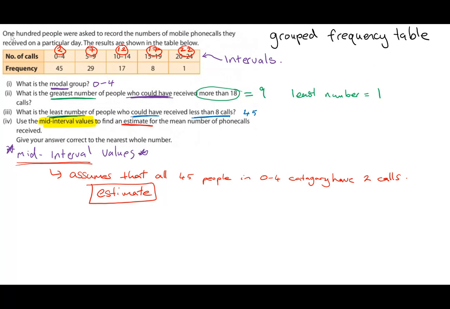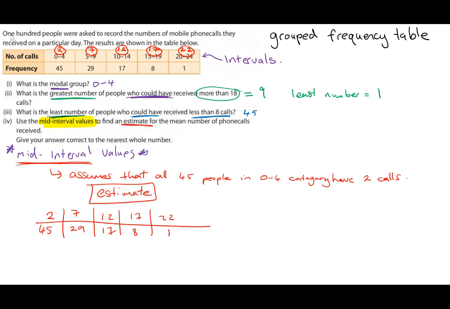And then I'm going exactly the same as I was before, but I'm going to ignore the intervals and only look at the mid-intervals. So now in my table, what I have is 2 and 45. I have 7 and 29. I have 12 and 17. I have 17 and 8, and 22 and 1.